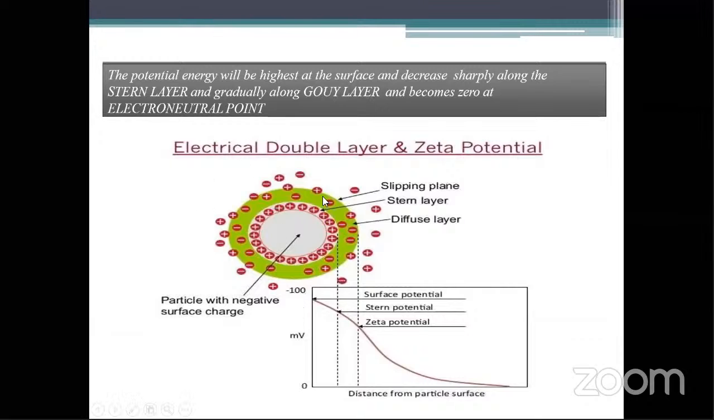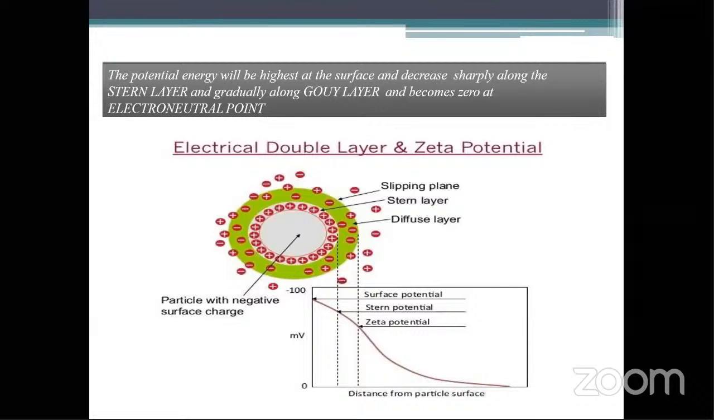Different layers are there. This is the tightly bound layer, then the diffusive second layer, and after that anions and cations are equally distributed, and particles with negative charge are present inside. See that, and here is the charge against distance from the particle surface. Up to this is the zeta potential, up to this the Stern potential, and up to this one is the surface potential.